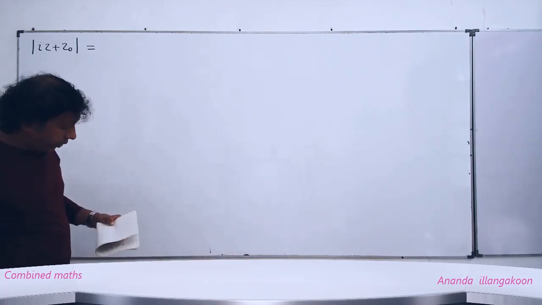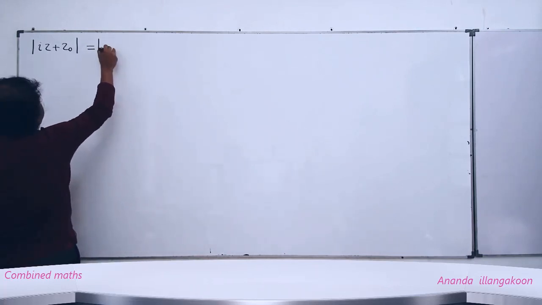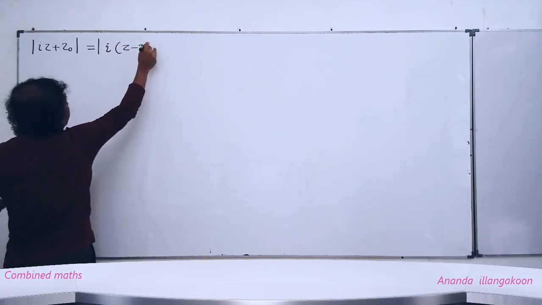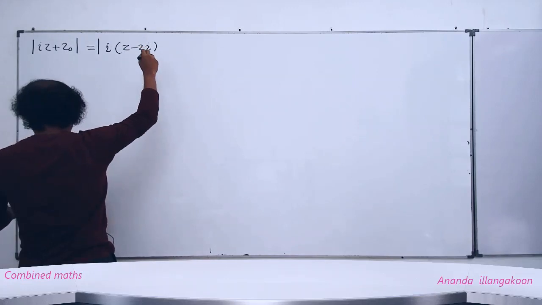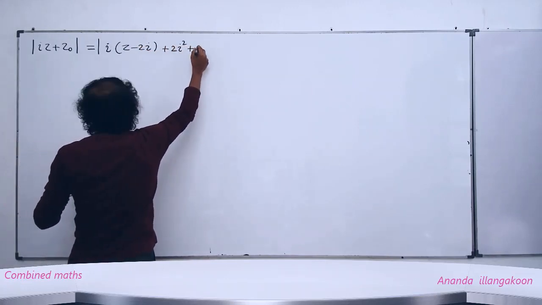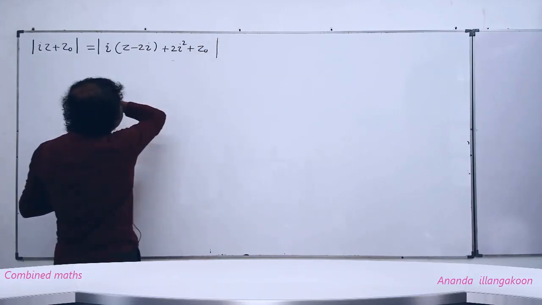I write it like this: modulus of i(z − 2i) plus 2i squared plus z naught. All right, see here what happens.